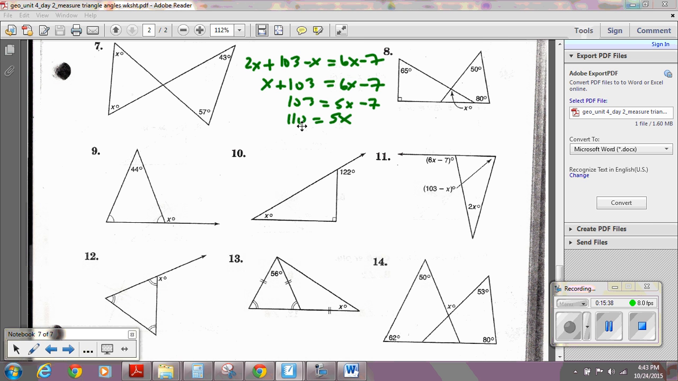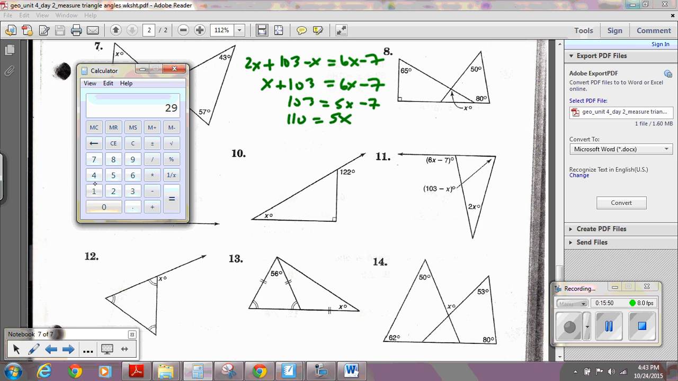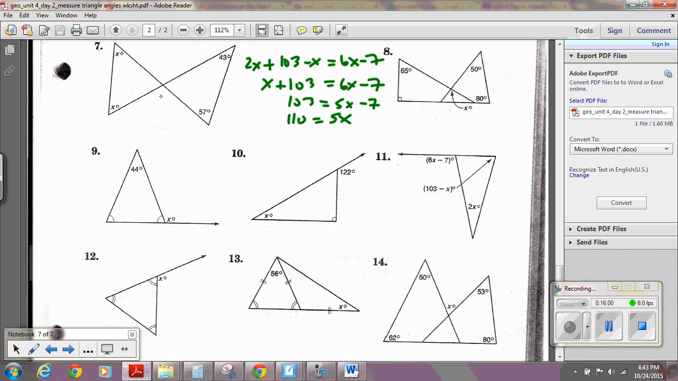I know that 50, no, sorry, 110 divided by 5. Let's go to the handy dandy calculator. My mental brain is starting to fry. 110 divided by 5, 22. I was close. So 22 equals x for number 11. And last but not least, number 13.